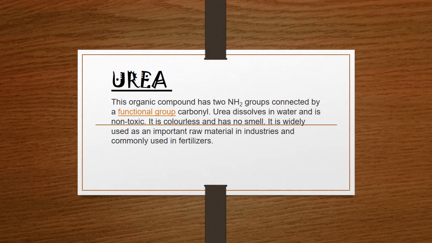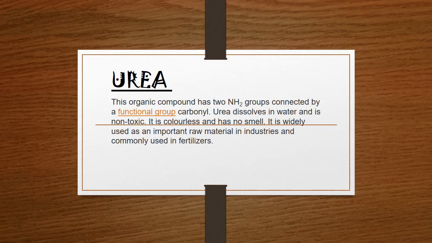Urea is basically an organic compound. So how is this organic compound formed and what is its composition? This organic compound has two NH2 groups. The NH2 group is also known as the amine group, connected by a functional group, carbonyl. In the previous chapters, we already learned that functional groups are atoms or groups that impart physical and chemical properties to the organic compound.